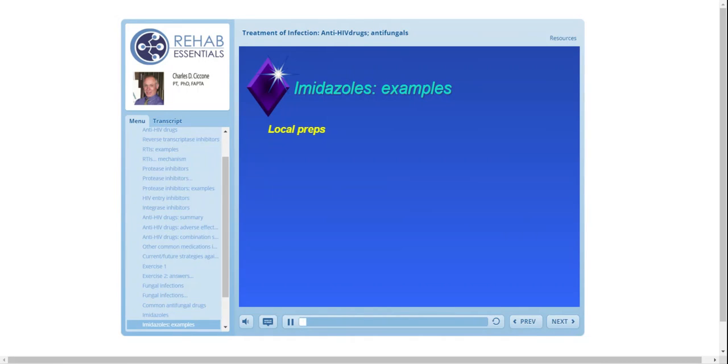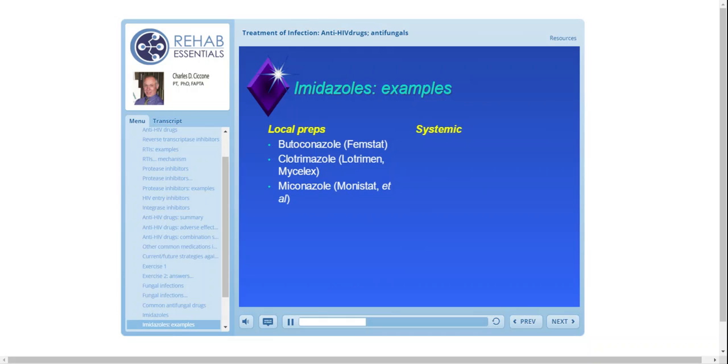So some examples of drugs that are used locally are the conazole drugs like butaconazole, clotrimazole, miconazole, and you probably recognize some of these trade names. A lot of these are available over the counter and are used for superficial or localized infections like fungal and vaginal infections, yeast infections.